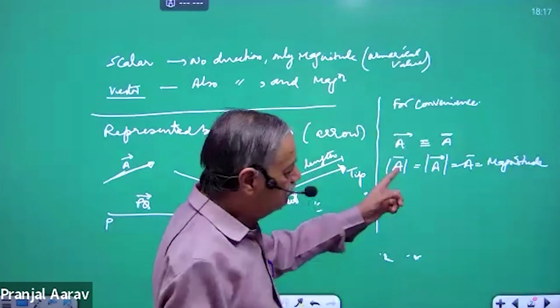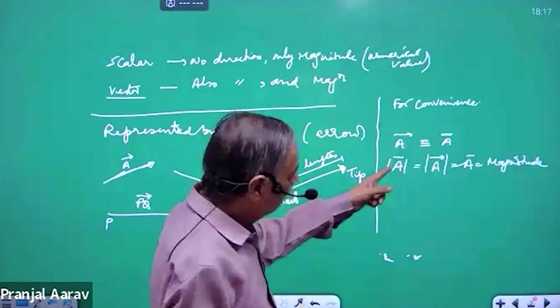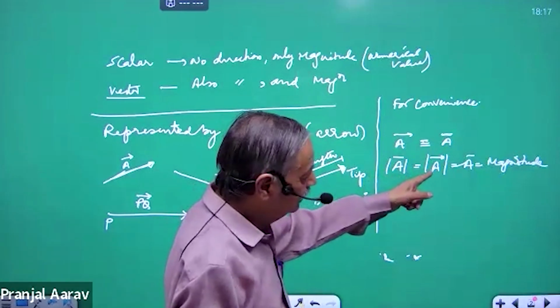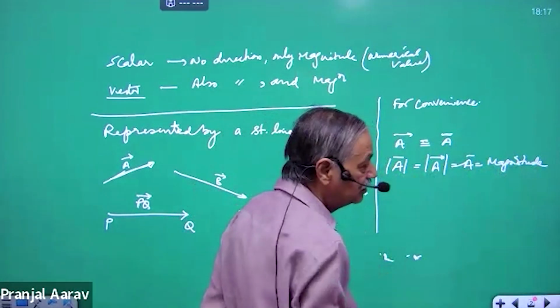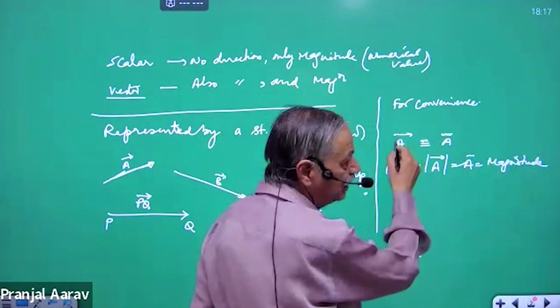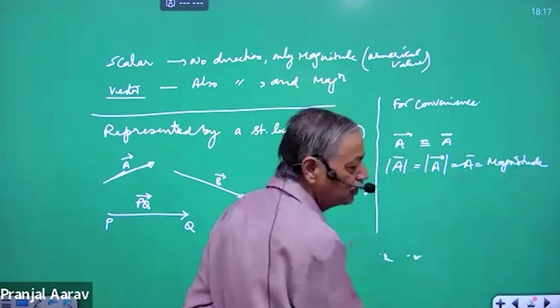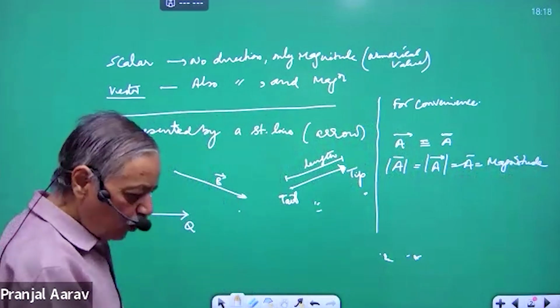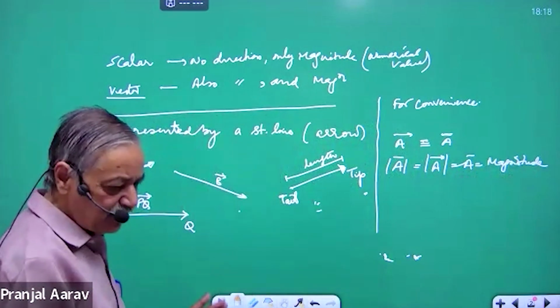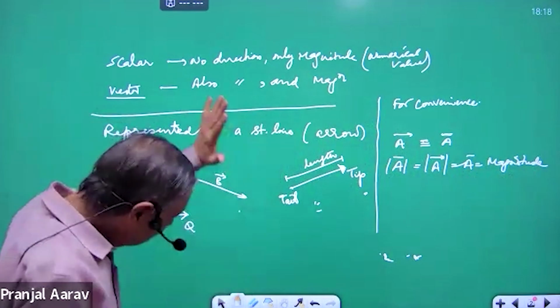If you have to write the magnitude, then you can either show like this, or you can show like this, or you can show like this. That is magnitude. The full vector is shown like this, and magnitude is shown like this. So far, whatever we have discussed, is there any doubt?